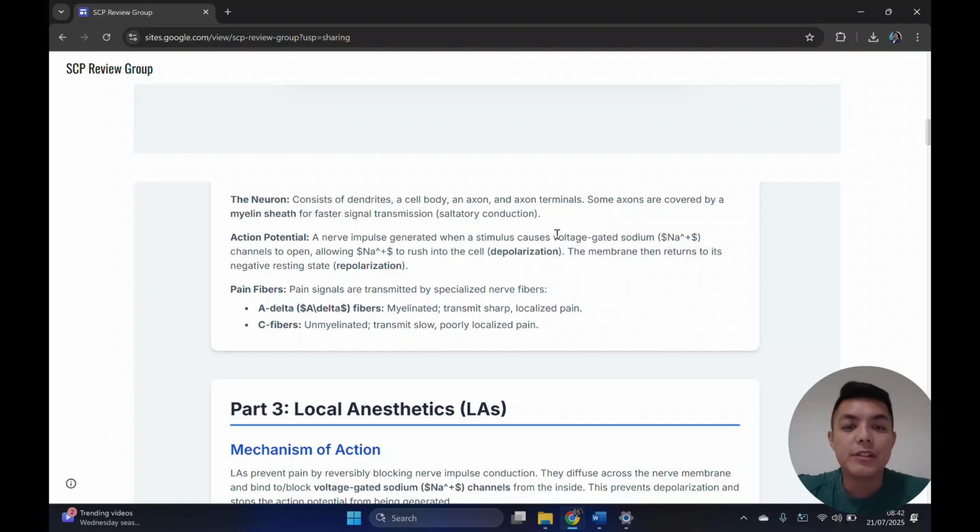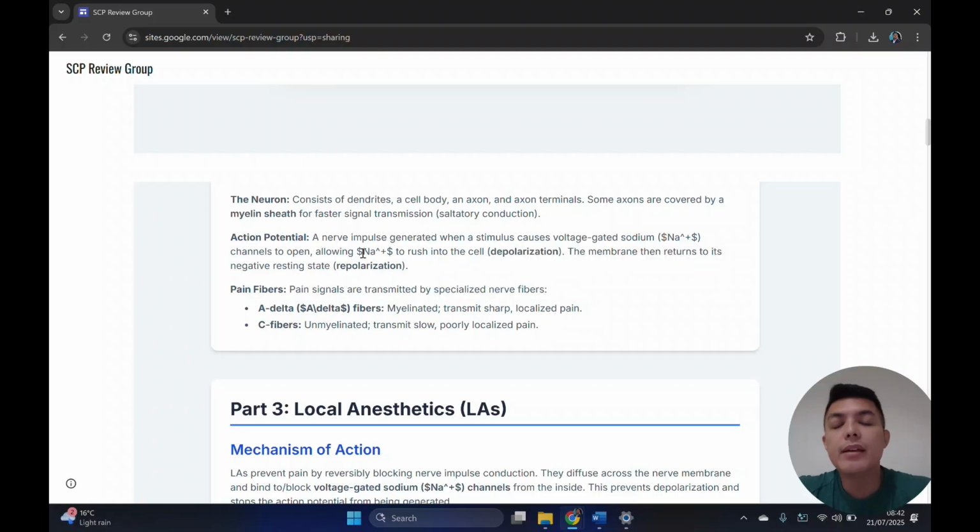Voltage gated sodium channels open, allowing an influx of sodium ions to rush into the cell, and this will cause depolarization. This is highlighted in bold because that's one important concept in local anesthetics: depolarization.